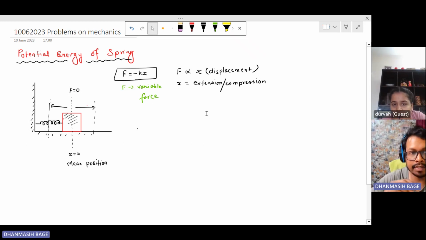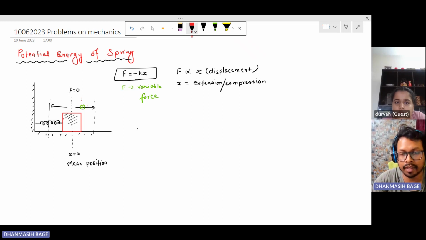Now, one thing, just see this. Suppose the spring is at this position. Obviously, naturally the spring will want to be at the mean position. It wants to stay in the same position. But if you want to move it to this position, you have to exert some force on it.